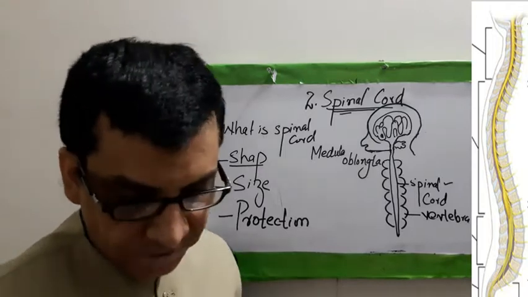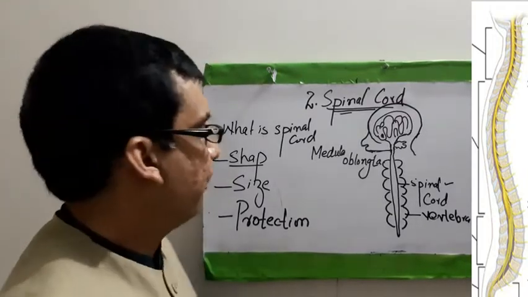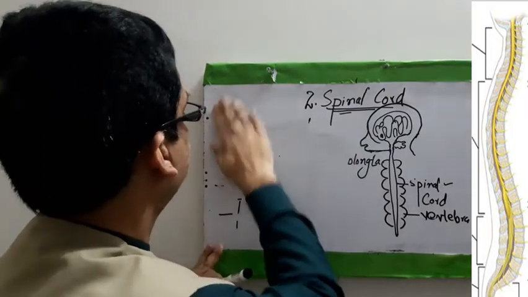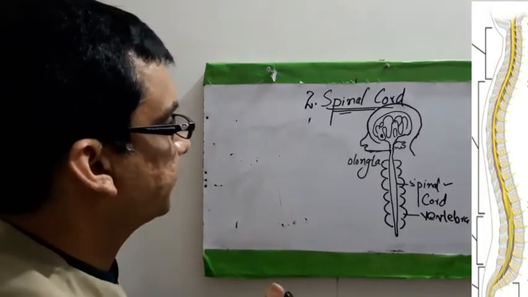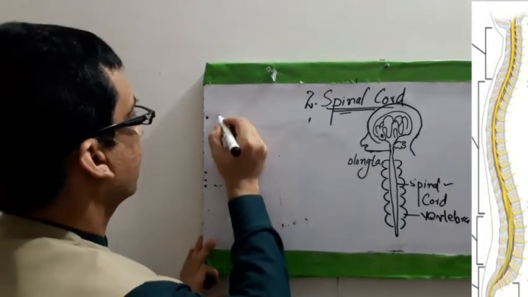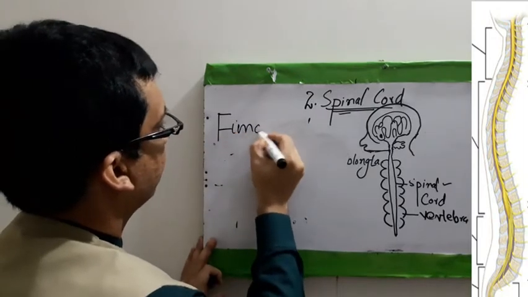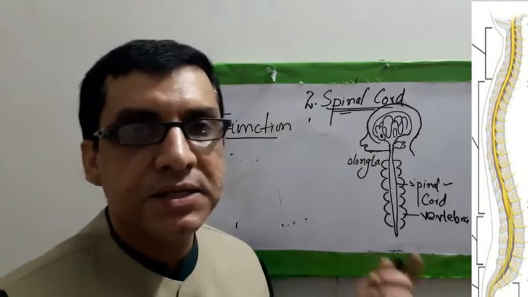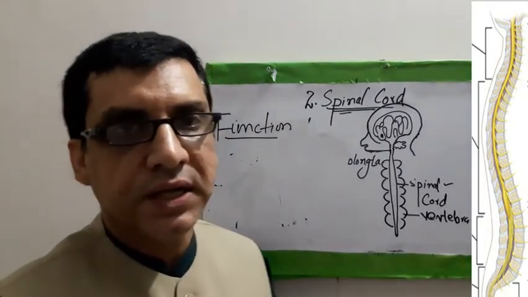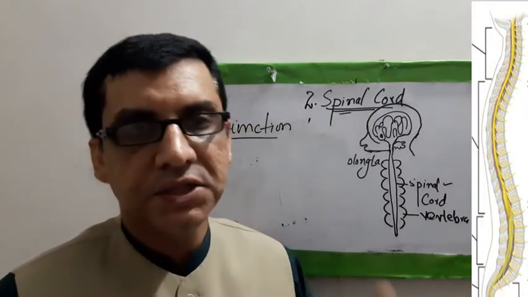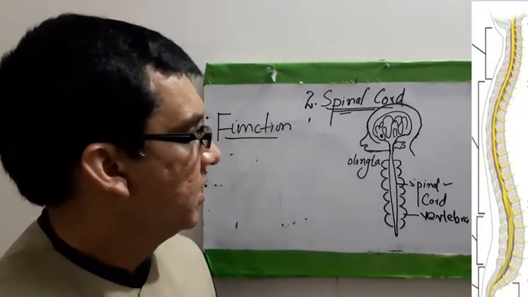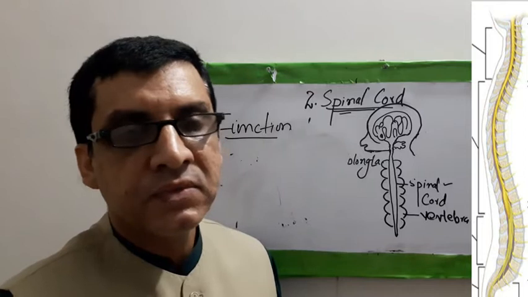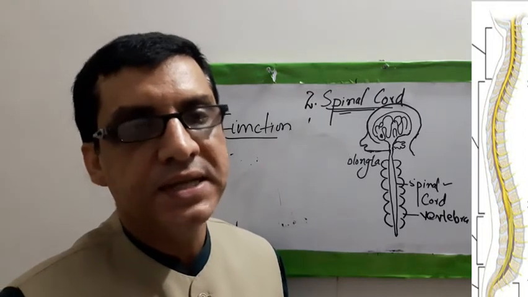Now come toward the function of the spinal cord. The brain consists of neurons. Neurons are the structural and functional unit of the nervous system. That will be our next lecture. Similarly, inside the spinal cord, neuron cells are also present.